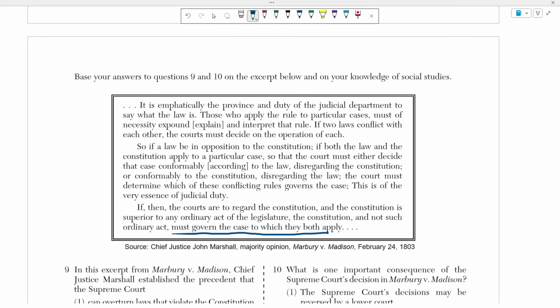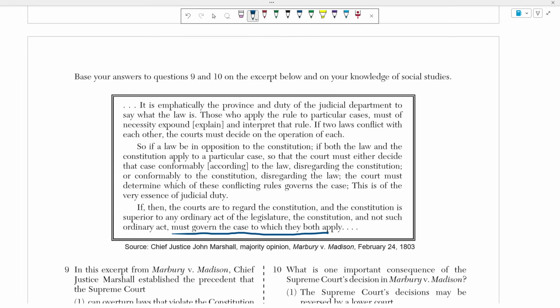So Marbury v. Madison is what established judicial review, right? Judicial review establishes the Supreme Court's power to declare a law or an action unconstitutional. Remember that the U.S. Constitution is the ultimate law of the land. There are no state laws that can go above or are more important than whatever is stated in the Constitution, right? If something goes against the Constitution, it's unconstitutional.